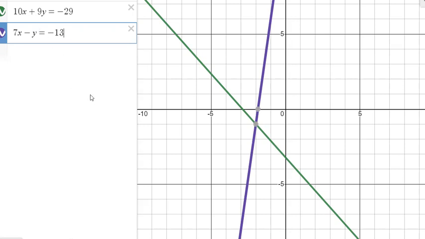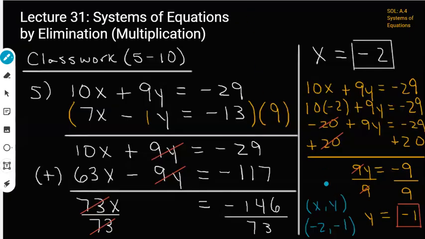And where do they intersect? They cross right here. -2, -1. And that's exactly what I got right here. Okay, let's do number 7.